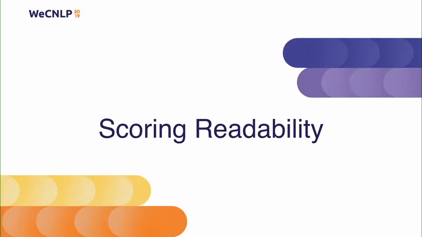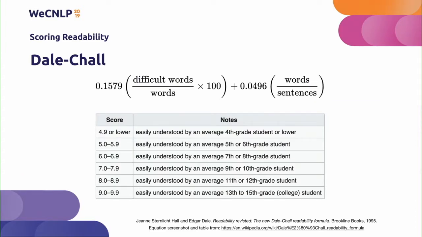So how do we score readability? We use three common English readability scores. The first is called Dale-Chall. This takes a percentage of the difficult words in your sentence over the percentage of the total number of words, and also has some account for the average number of words per sentence.